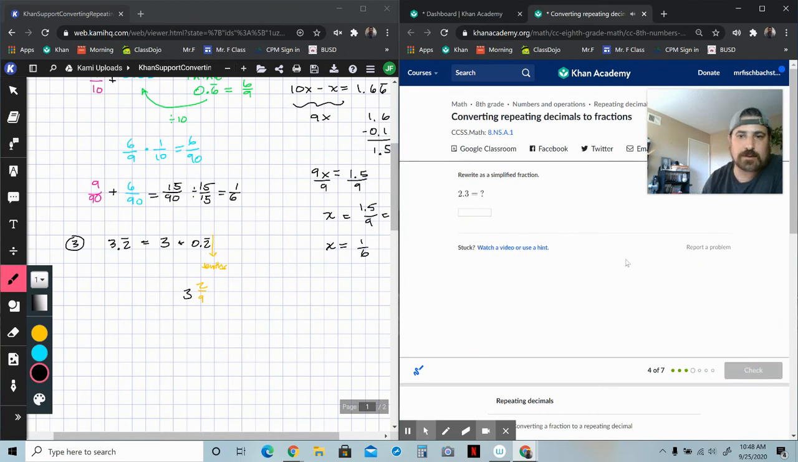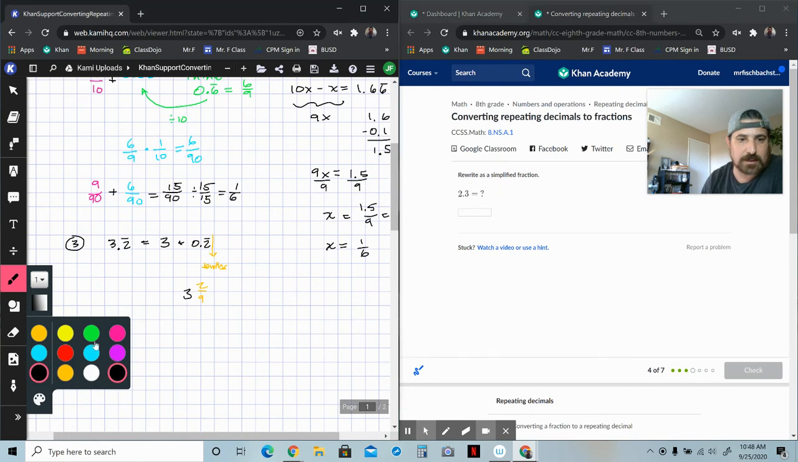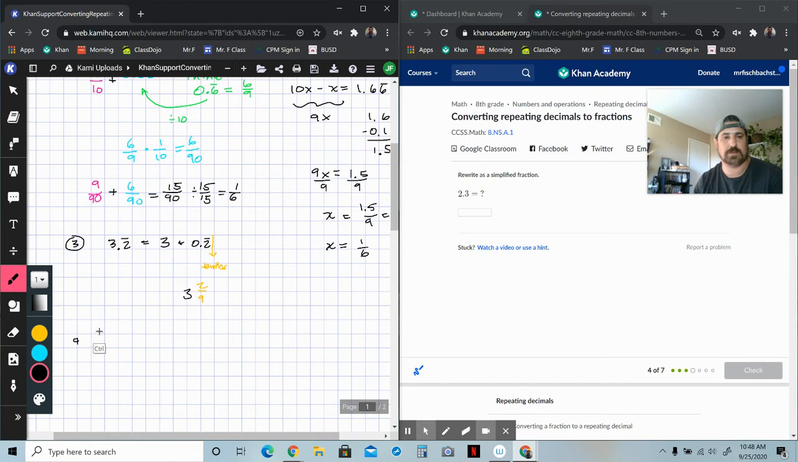The next one is 2.3 repeating with just the 3 repeating. So let's do that one as an example here. So this would be number 4. And we have 2.3 with the 3 repeating. So once again, this is a mixed number. We know the 2 is just going to be the 2. What are we adding to it?